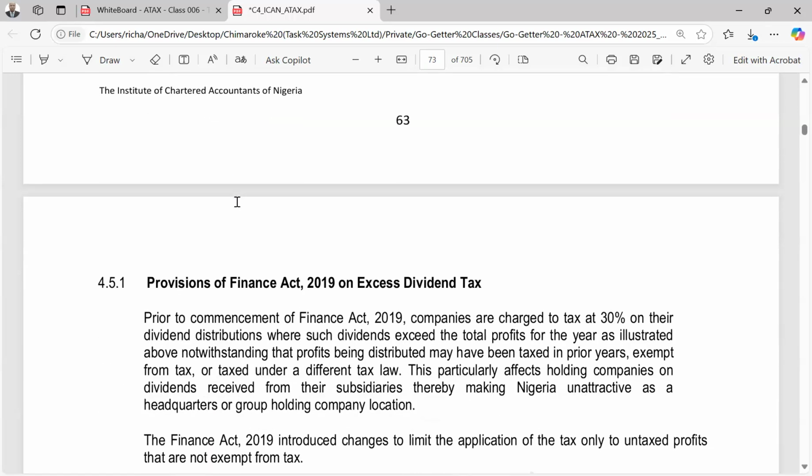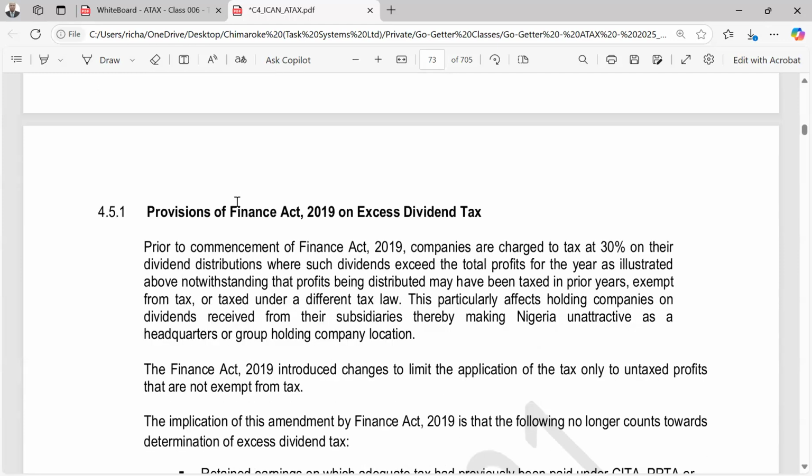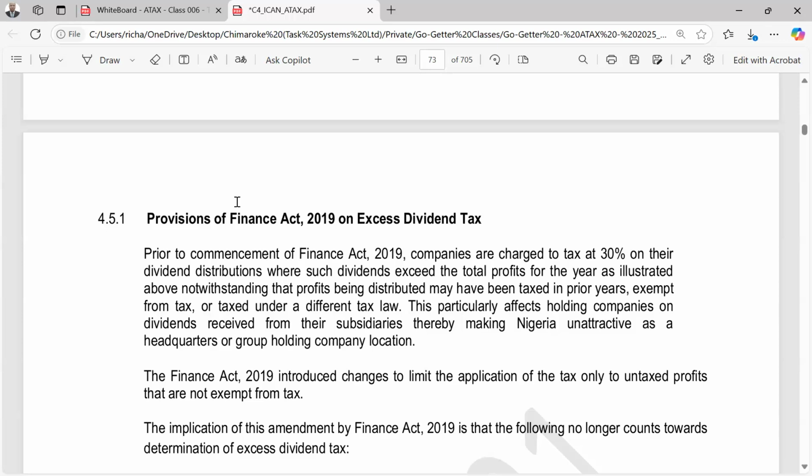Provision of the Finance Act 2019 on excess dividend tax. Prior to the commencement of Finance Act 2019, companies were charged to tax at 30% of their dividends distribution, where such dividends exceed the total profit for the year, as illustrated above.